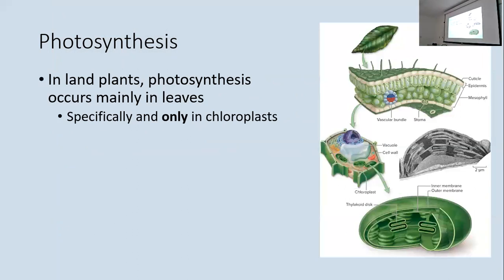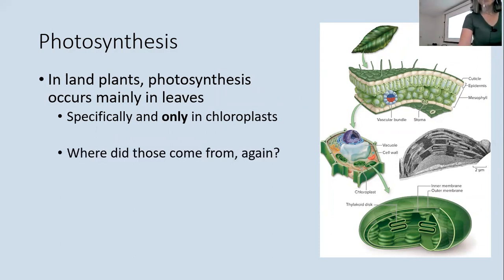And in land plants, photosynthesis occurs mainly in the leaves, but specifically and only in the chloroplasts, right? This could vary from plant to plant. Cacti have super reduced leaves, so their chloroplasts are in the stem. But wherever the chloroplasts are, that is where photosynthesis is happening. Photosynthesis just happens in the chloroplasts.